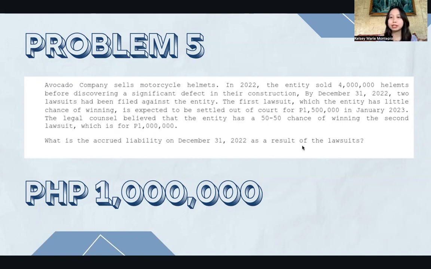Why is the answer 1 million pesos? In the two lawsuits, the first lawsuit states that the entity has little chance of winning, while the other lawsuit states that there is a 50-50 chance of winning. Means there is a 50% chance that they will win the lawsuit, that the event will occur. So as I've mentioned, probable is more than 50% likely or substantially more to occur. Take note that you will only recognize it if it is stated that it is probable, because it is more likely to occur.